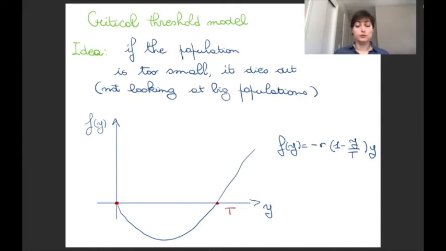So the easiest way is just having a negative parabola. So we build it in the same structure as we just built a positive parabola in the previous video, in which we put f of y equals minus r times 1 minus y over T times y.